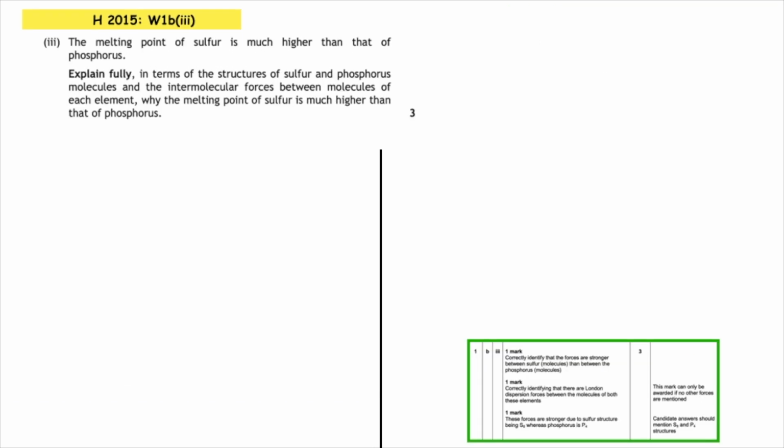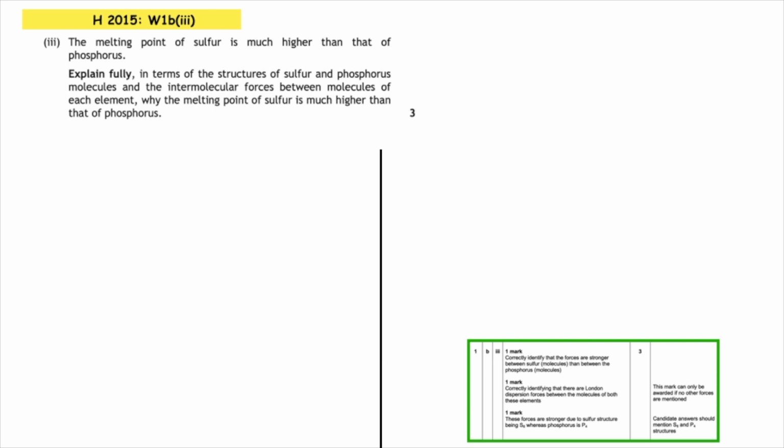This is a past paper question from the Higher 2015, written 1B part 3. The melting point of sulphur is much higher than that of phosphorus. Explain fully in terms of the structures of sulphur and phosphorus molecules and the intermolecular forces between the molecules of each element why the melting point of sulphur is much higher than that of phosphorus.